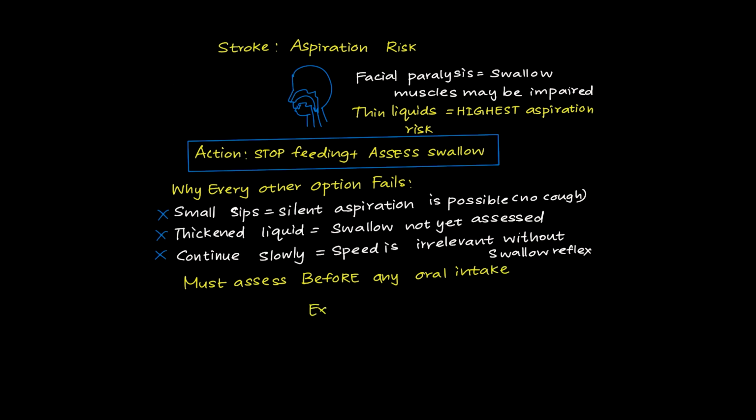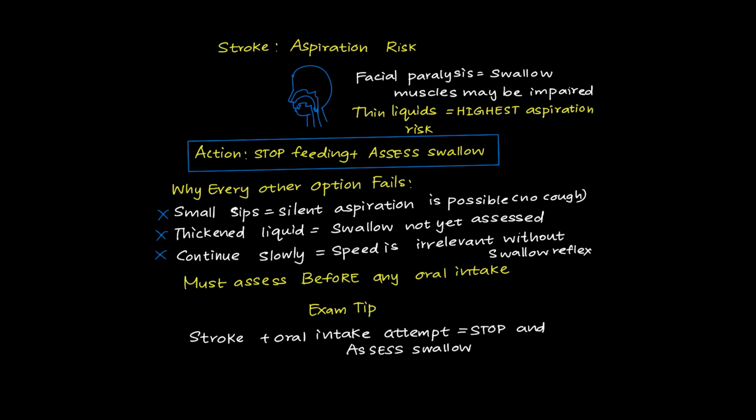Here's a WGU D455 exam tip for you. Stroke plus facial paralysis plus someone trying to give oral intake equals stop everything and assess swallowing first. No exceptions. Quick recall hook: Stroke and swallowing equals assess before anything enters the mouth.